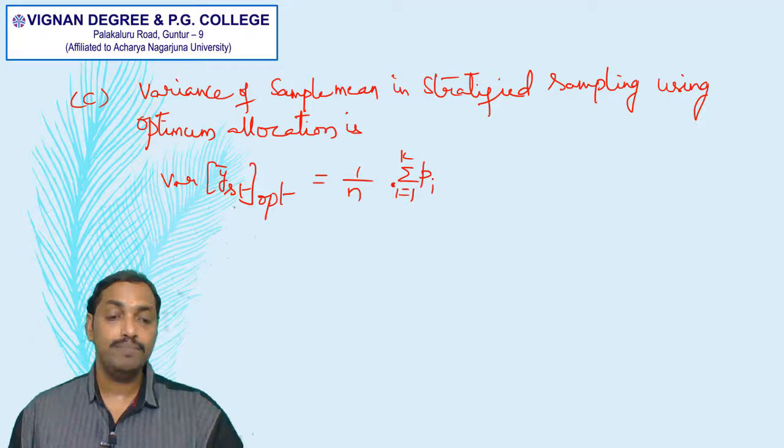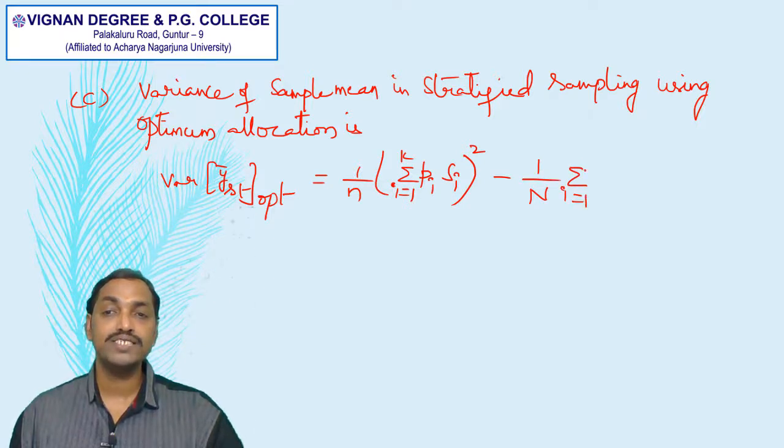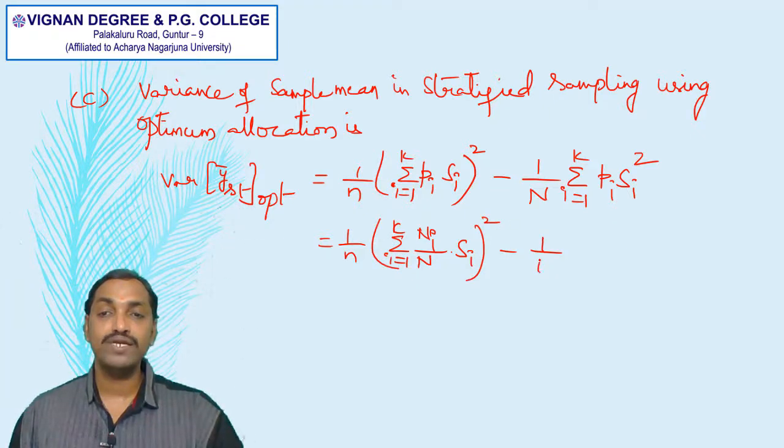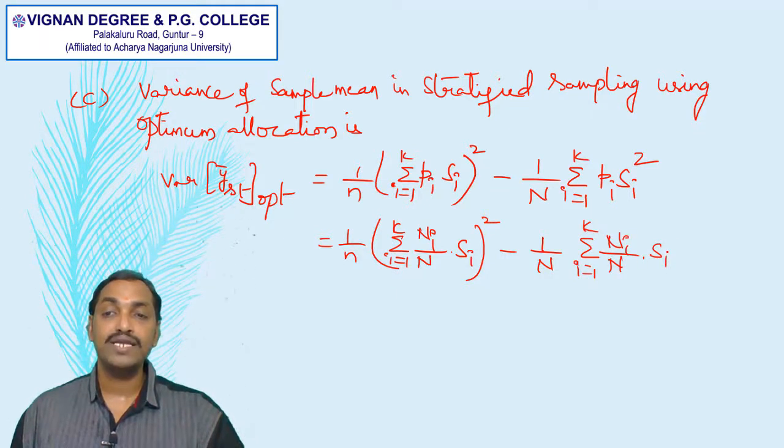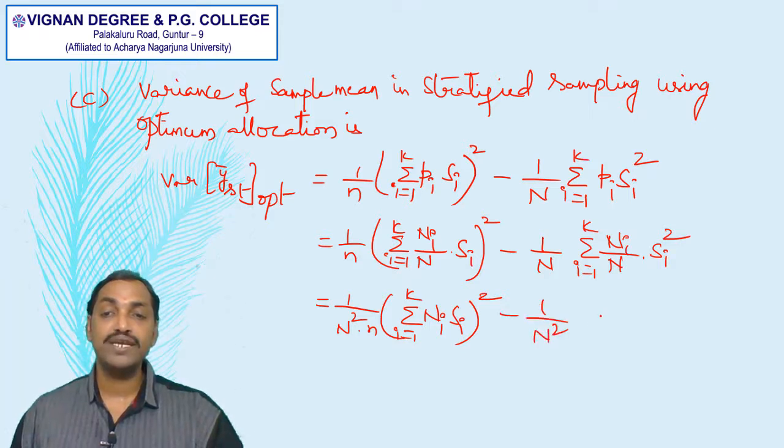minus 1 by capital N into summation i is equal to 1 to k Pi into Si square, which is equal to 1 by small n into summation i is equal to 1 to k, Pi is nothing but capital Ni divided by capital N into Si whole square minus 1 divided by capital N into summation i is equal to 1 to k capital Ni divided by capital N into capital Si square, which is equal to 1 by capital N square into small n into summation i is equal to 1 to k Ni Si whole square minus 1 by capital N square into summation i is equal to 1 to k Ni into Si square.